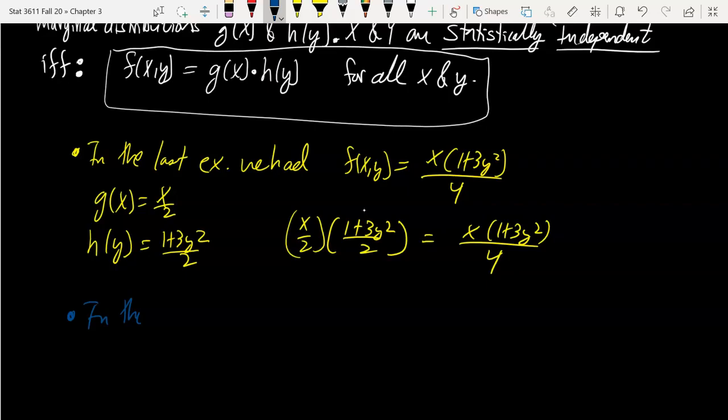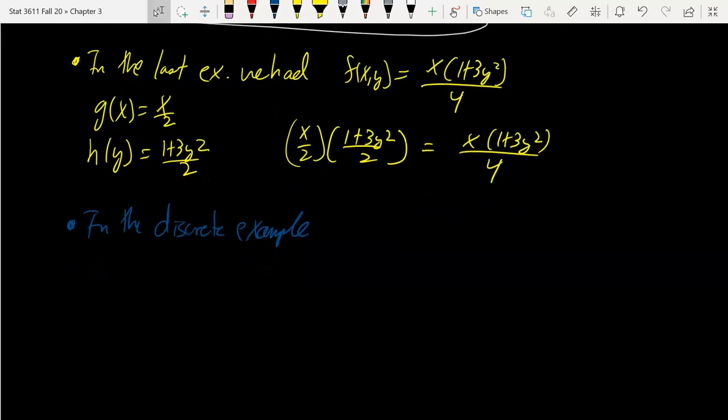In the discrete example we had, it's not nearly as convenient because you don't have explicit algebraic functions that you can multiply. You can't just do g of x times h of y in a generic sense. You have to do this for all of your possibilities.